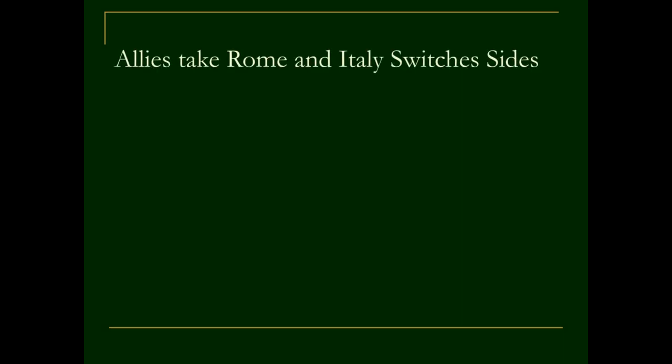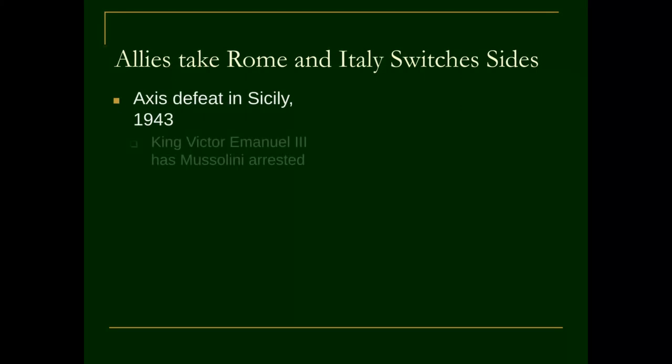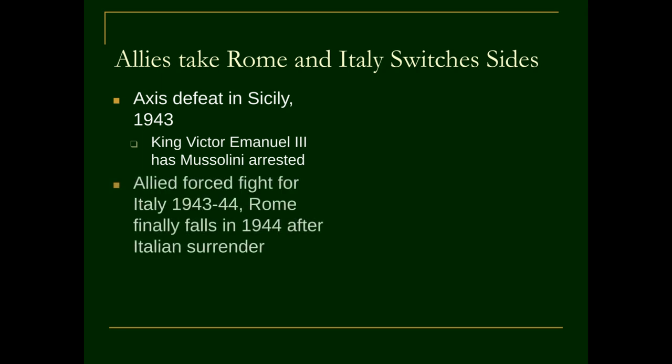The Allies are going to take Rome, and Italy switches sides shortly after that, and Mussolini falls from power. The Axis are defeated in Sicily in 1943. King Victor Emmanuel III has Mussolini arrested. Later on, Mussolini would be killed.